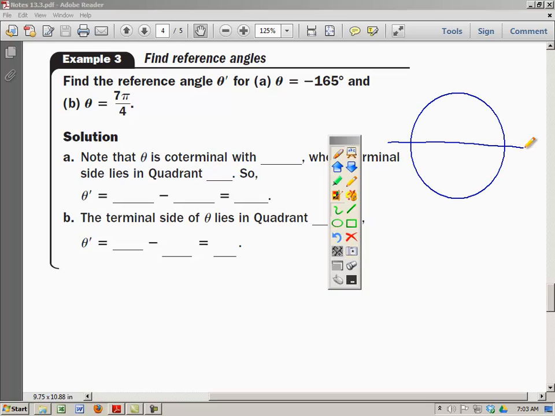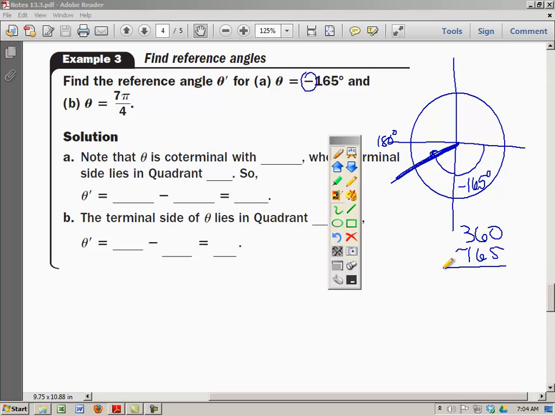Listen, 165 degrees, if I'm going negative, means go clockwise. So if I go 90 plus more, but I can't quite go to 180 because that's going to put me all the way to 180 degrees, right? So somewhere like right in here. So that would be a negative 165 degree angle. And then what we could also do is write that as a positive angle. Isn't that the same thing as 360 minus 165 to say that this is a 195 degree angle? Is that true?